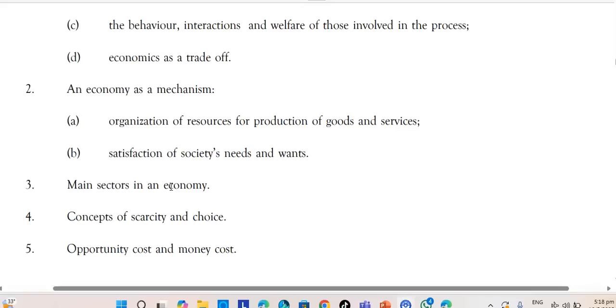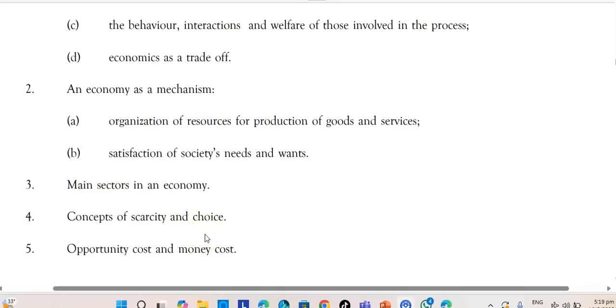service. All right, so if you're asked about the main sectors in an economy, talk about the primary sector, the secondary sector, which deals with manufacturing, and the tertiary sector, which deals with providing services. Now, we're going to look at the concept of scarcity and choice.